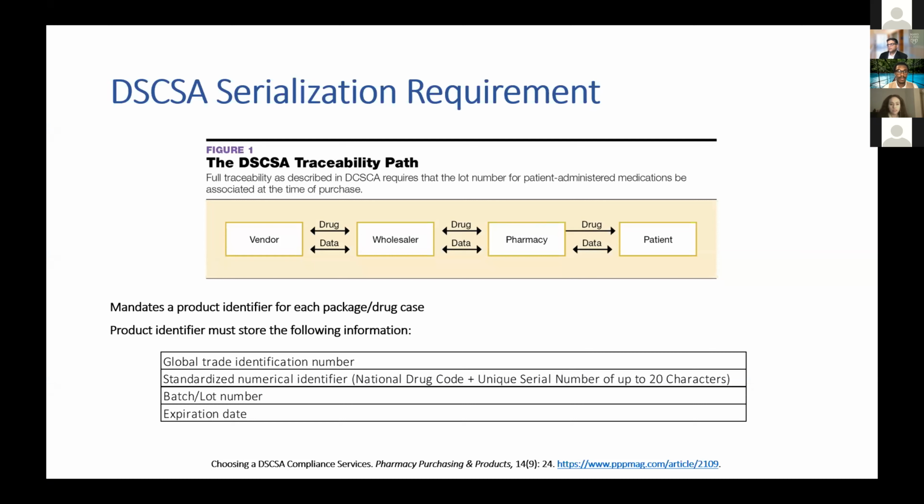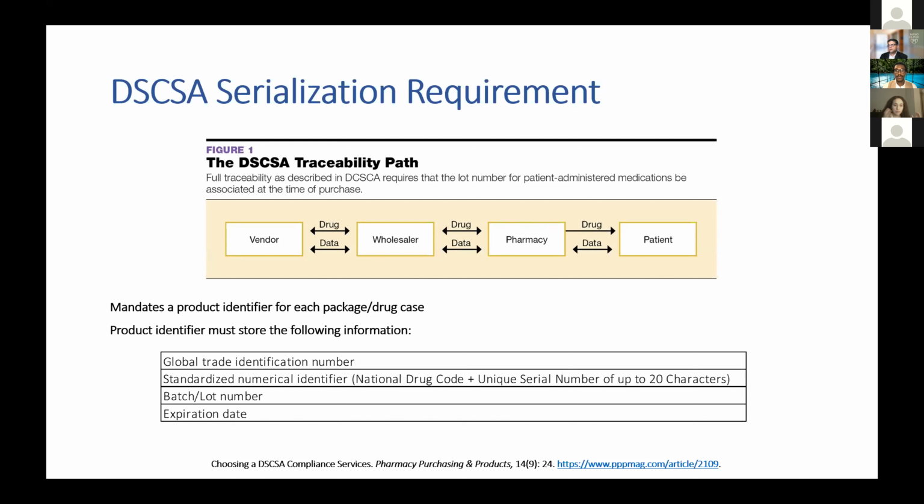So there's this serialization requirement. And what is that? You've got this traceability path for the actual drug unit, the product in question, whether that's an opioid, a general prescription drug, or even sometimes a generic. You go from the vendor and the wholesaler, to the pharmacy, and the patient. And all across that timeline, you want metadata that is verifiable and associated with each step of that chain of custody for a prescription.